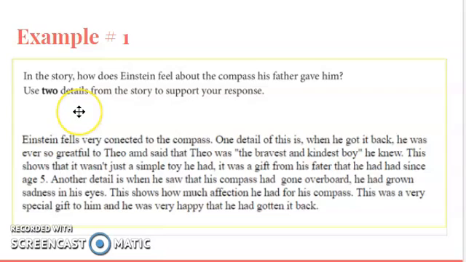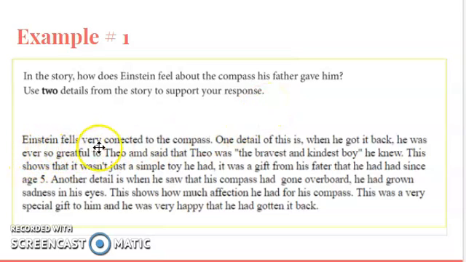What we are going to look for is if they actually use the T strategy. The first T, we're going to see if they actually restated the topic sentence. So let's read the question. In the story, how does Einstein feel about the compass his father gave him? Use details from the text to support your response.